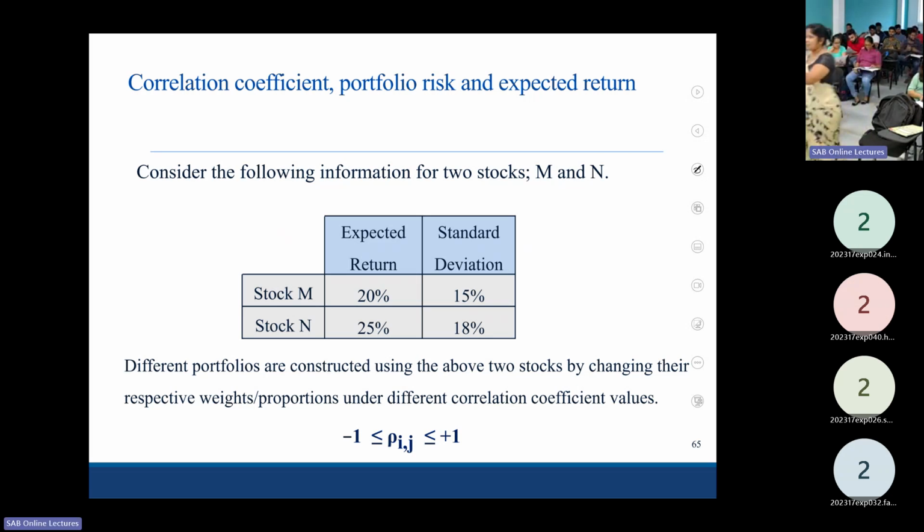Now look at this example. You can see a separate example. Stocks M and N. You are given the expected return and standard deviation. Suppose that using Excel you can do that, even with Excel you can do. Suppose you are going to construct different portfolios by changing the weights as well as by changing the correlation coefficient in between -1 to +1.